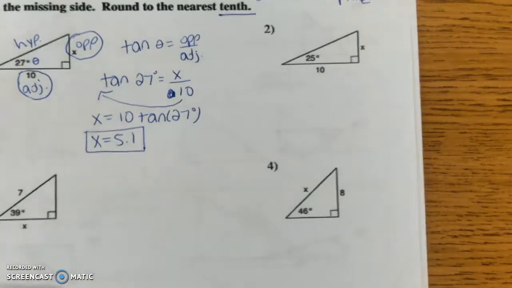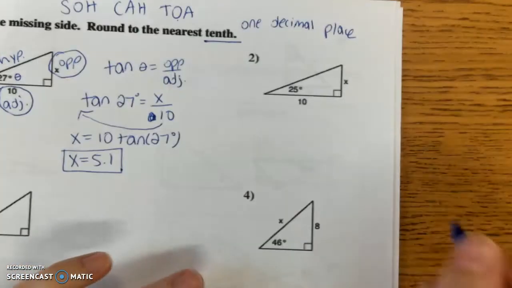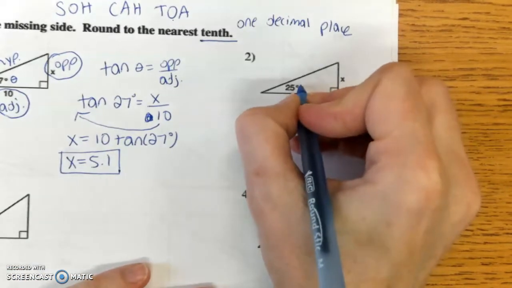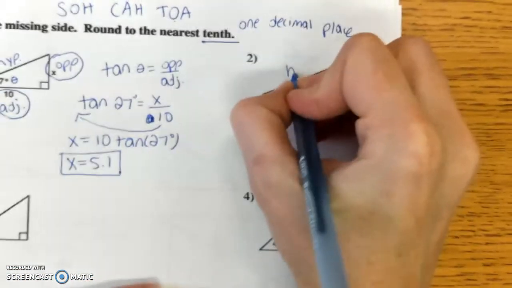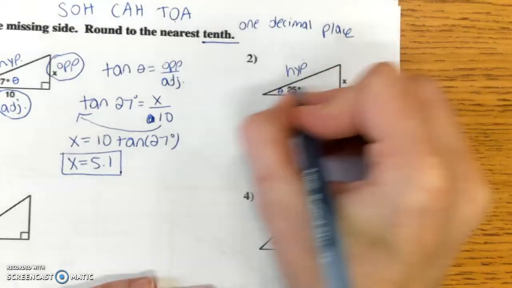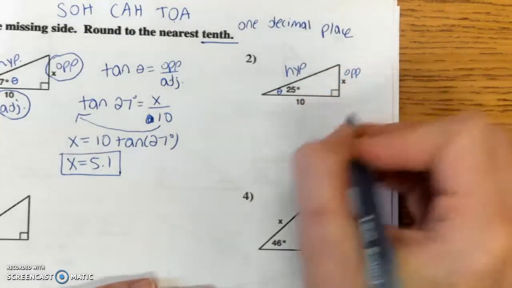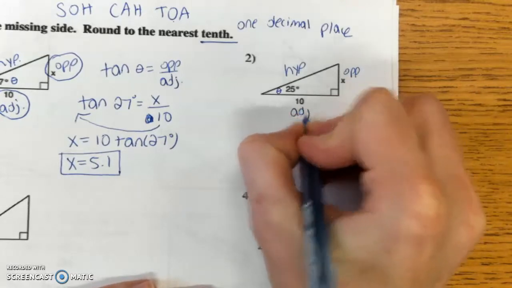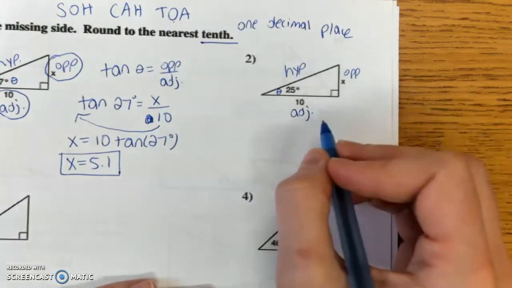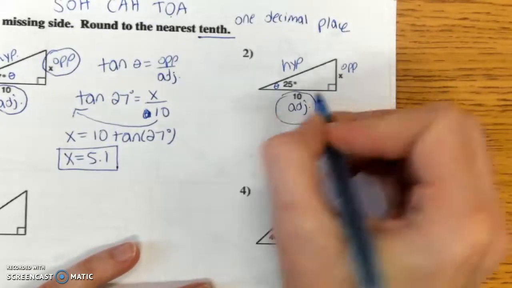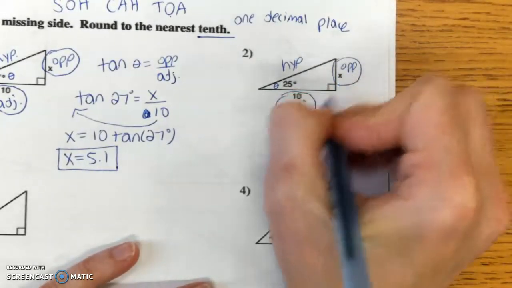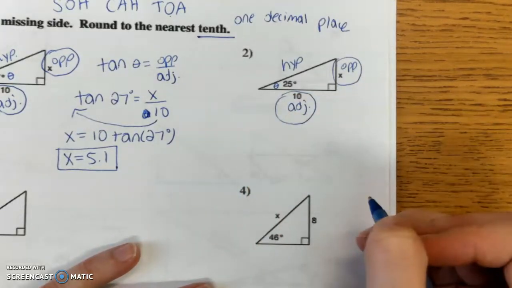So you should have attempted number 2. All right, number 2. I have 25 degrees here, so I know that this is my theta. So I'm going to label hypotenuse. Opposite of the theta is the side with x on it, which makes 10 the adjacent. All right, I'm going to circle two sides, either have a number or a letter. So I'm circling this and this, because opposite is a variable, adjacent has a number.